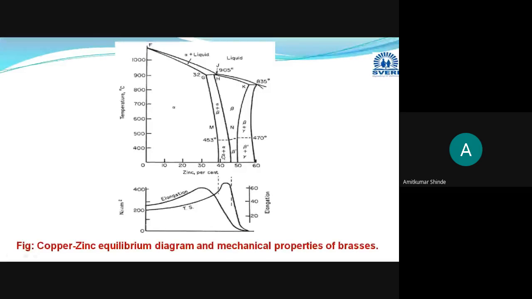Beta phase will be there. This beta phase will exist in two forms. Okay, this is the beta phase. This beta phase exists in two forms, as indicated in this equilibrium diagram by beta and beta dash. Depending on their nature of the formation of the solid solution, this beta dash will be ordered solid solution, and this beta will be disordered solid solution.